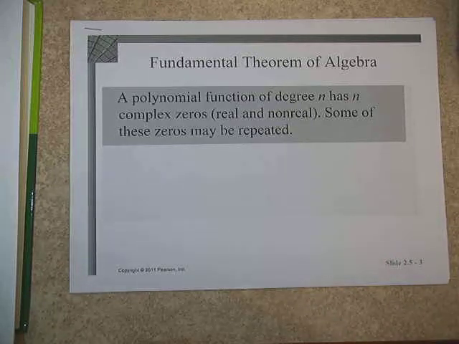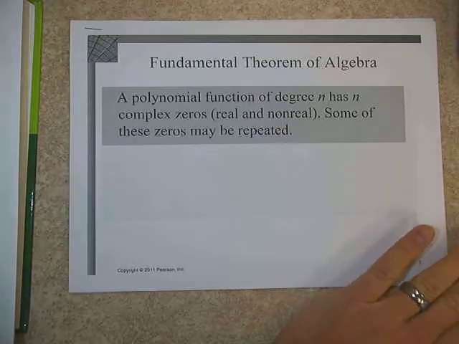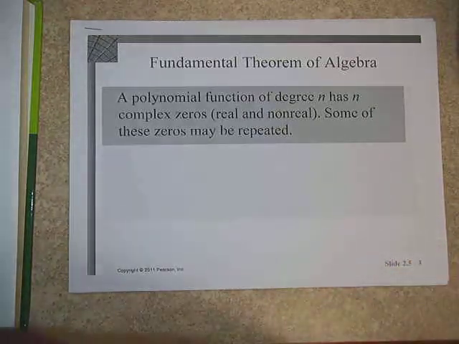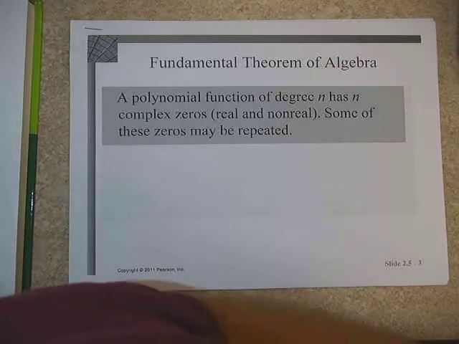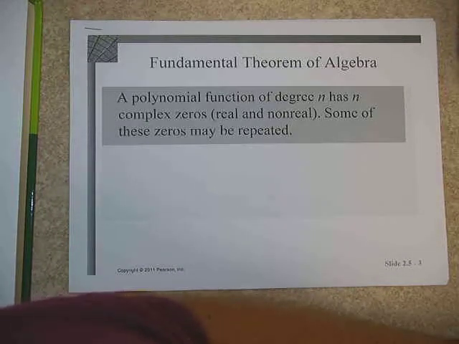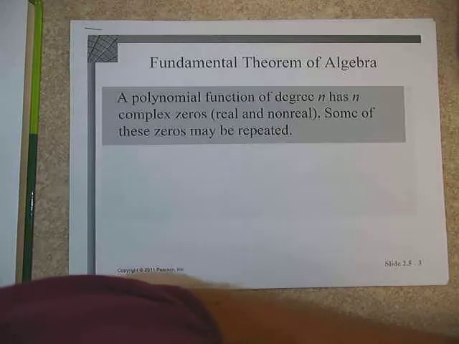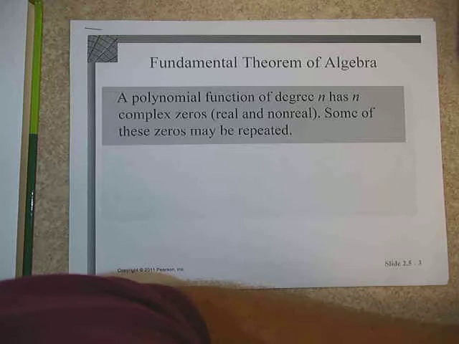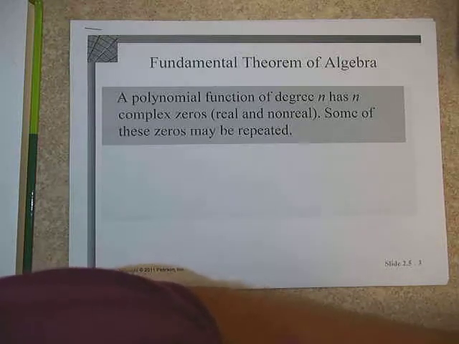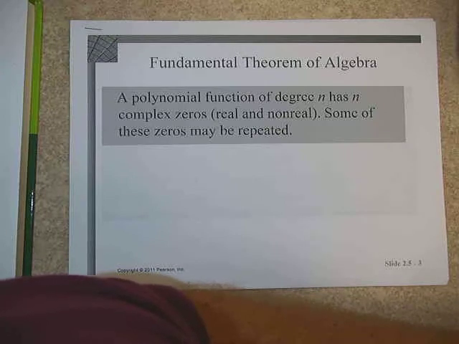Okay, in section 2.5, we're going to continue the work that we've been doing in finding zeros and ultimately solving polynomial equations. We're just going to expand our work to being able to work with complex zeros, so they could be real or non-real. The work that we've done so far has been when we only have had real zeros. Now we're going to look at whether we can have complex zeros, meaning real and non-real.